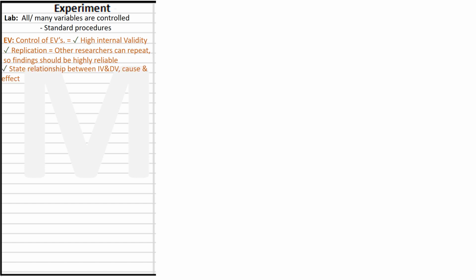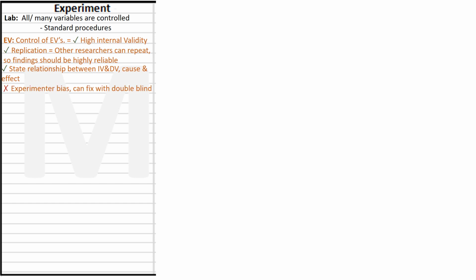So because we've got such a high control of extraneous variables, what we can say is we've observed a cause and effect relationship between what's known as the independent variable, which is what we have changed perhaps between two groups, and that's effect on the dependent variable, which is what we're going to be measuring the change in. So one advantage of a lab experiment is we can state cause and effect.